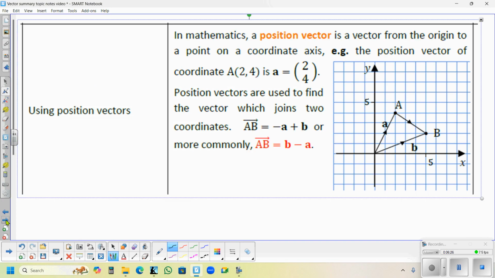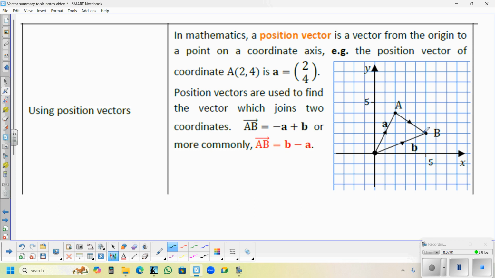A position vector is a vector that starts from the origin. So I could have position vector OA and OB. Now, I'll just read through this. It says in mathematics, a position vector is a vector from the origin to a point in the coordinate axis. Example, the position vector of the coordinates (2, 4) is (2, 4) on its side. There we can see it goes across 2 boxes and it goes up 4. You've got to learn this thing here.